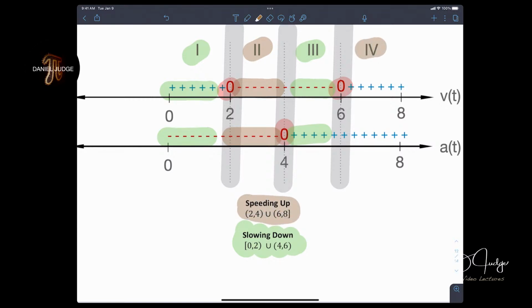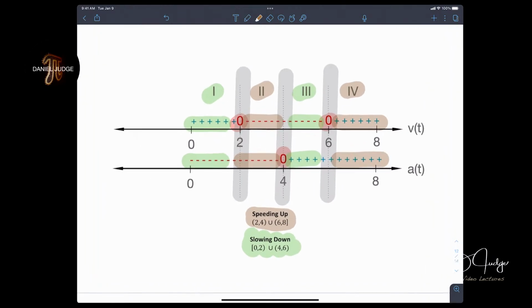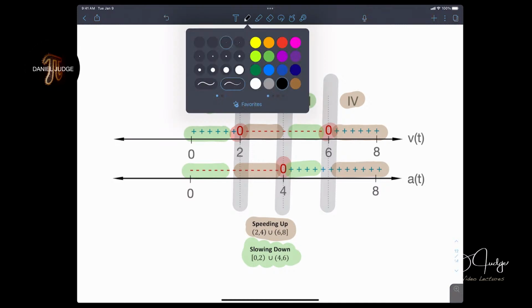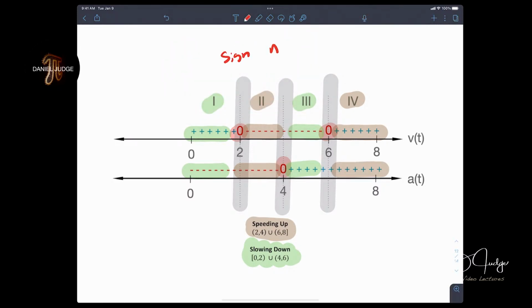Same thing for region 4. Velocity is positive. It's moving in the positive direction, and acceleration is positive. It's being pulled in the positive direction. So you're looking at this information here. And so the interval for region 2 will be from 2 to 4. The interval for region 4 is from 6 to 8. You say, why did we include the 8? Because at 8, both velocity and acceleration have the same sign. So this is how we can find where particles are speeding up and slowing down by using the technique known as sign analysis.